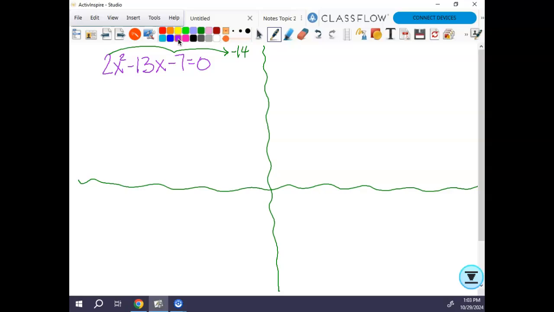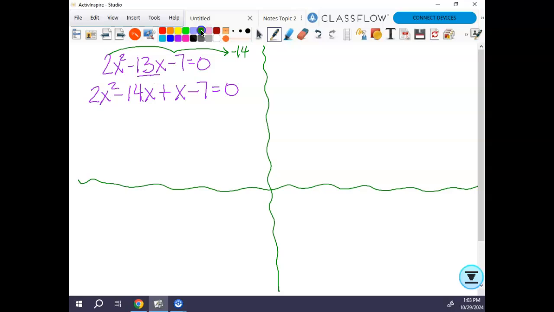1 and negative 14. Okay, so I'm going to split this middle term and get 2x squared minus 14x plus x minus 7 equals 0. And remember, when you do that, you double check that these two things are going to add back to give you this. And they do. Okay? Everybody okay with where that came from? Take your earbud out for me.